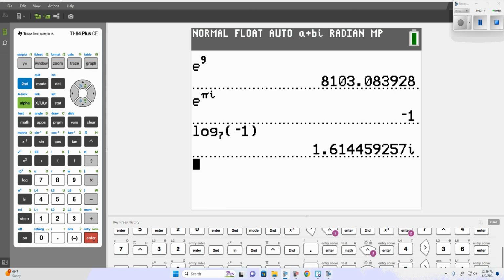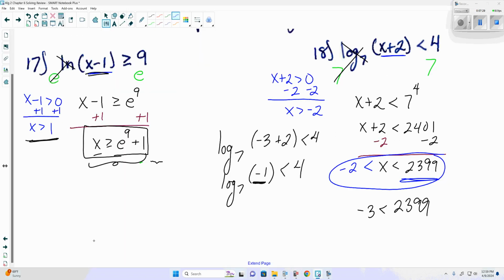Okay, that makes sense. Now, log base 7 of negative 1, it did give us an answer, yes? But what's at the end of that decimal? It's an imaginary number. It doesn't work. We can't take log base 7 of a negative number or 0. But negative 3 did make our original statement true, yes?